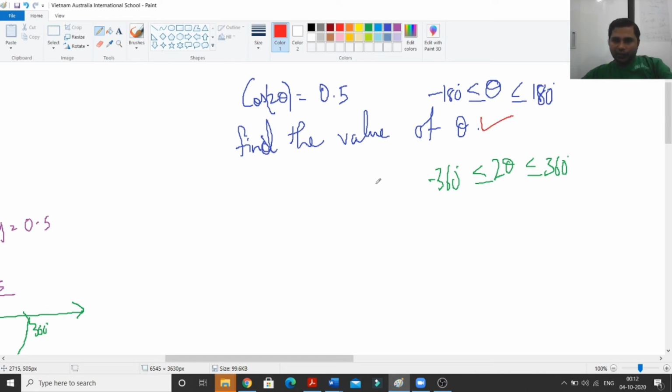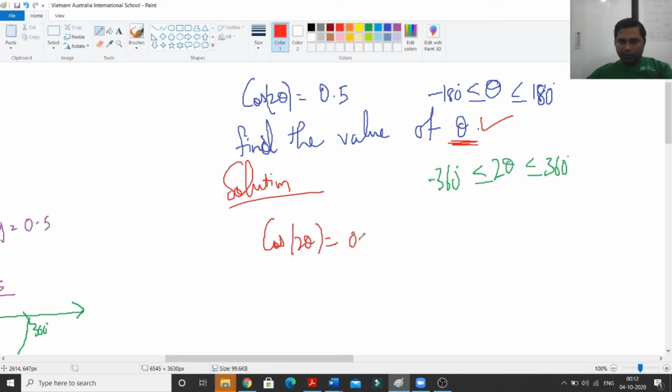This is the part of the solution: if theta lies between minus 180 and 180, then 2 theta will lie between minus 360 and 360, as they have given it in the form of 2 theta. But in the end we have to find theta. Now see how we have to approach the problem. So cos 2 theta is 0.5.